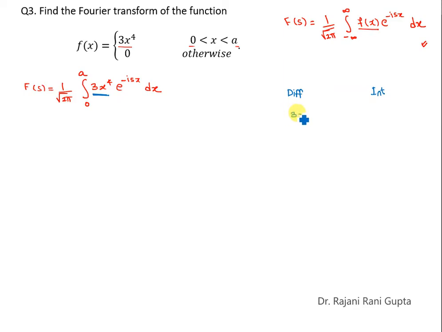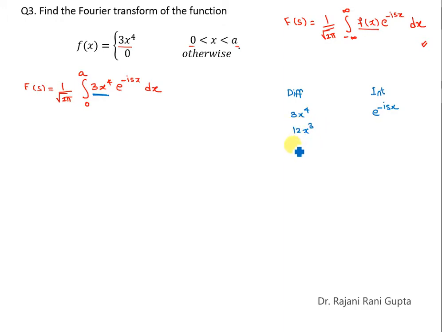So it is 3x⁴ and e^(-iota s x). Note that you can use this formula only when one of the functions is such that after certain derivatives it becomes 0. If you don't have that function, you cannot go for this method. Then you have to go for the normal u dv method of integration by parts. So derivative is 12x³.